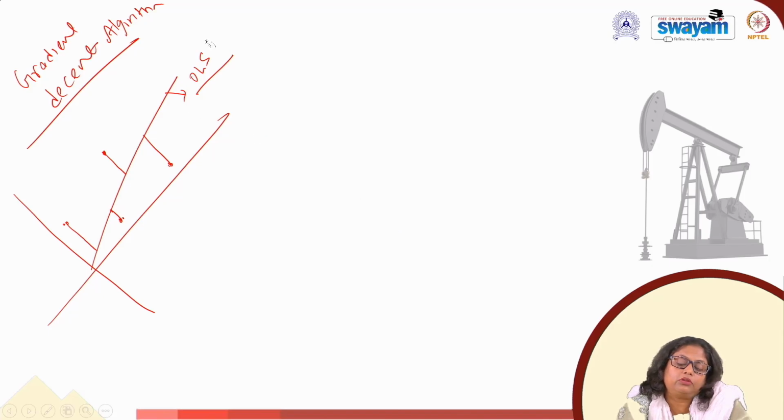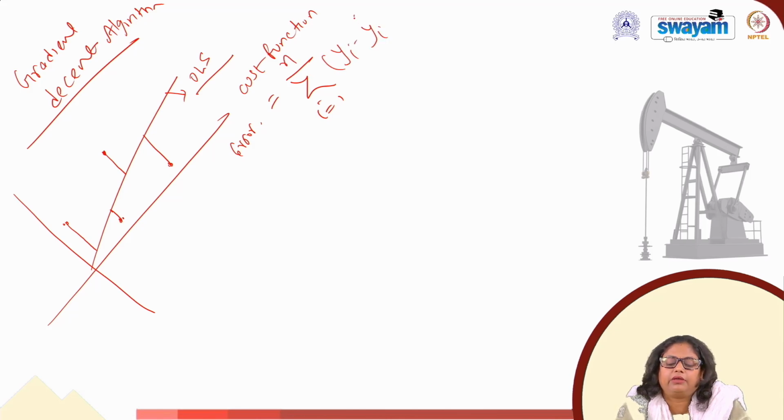Okay, so the cost function, or error: how do we define it? Sigma of i from 1 to n, (yi minus yi hat) squared. This is the one we have. When this value is minimum, that is what we call my best fit line.